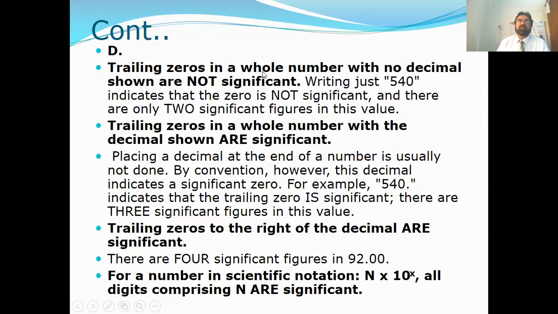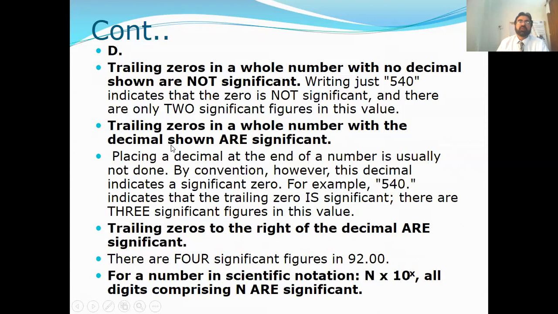Trailing zeros in a whole number with no decimal shown are not significant. Writing just 540 indicates that the zero is not significant and there are only two significant figures in this value. Over here, if there is a decimal, 540 point, then all these digits are significant and the zero is considered to be a significant one. But if there is no decimal point after the zero, then this zero is considered to be a non-significant zero.